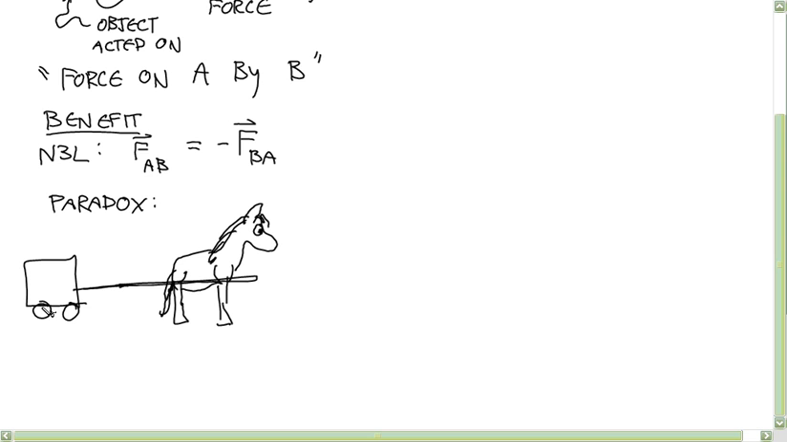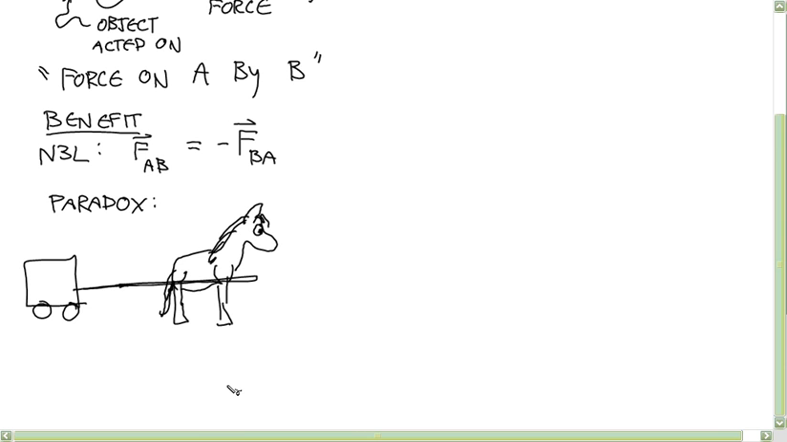So it's pointless. So I'm not pulling on that cart. That's thinking about Newton's third law in words, and that's when you get into trouble. So anybody want to explain why that doesn't work? Obviously, it doesn't make any sense. If you think about it in terms of this notation, then it's sort of clear what the problem is.